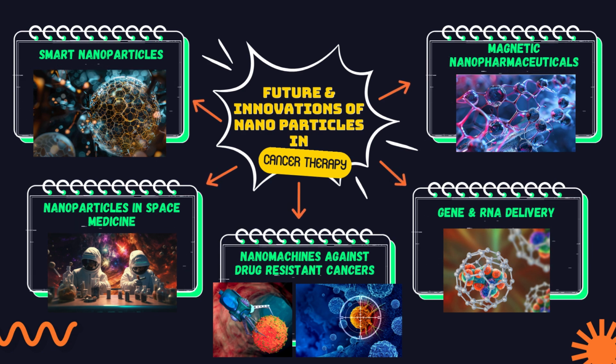For gene and RNA delivery, nanoparticles play a critical role in delivering gene editing tools, for example, CRISPR-Cas9 or siRNA, to target oncogenes or repair tumor suppressor genes. And for magnetic nanopharmaceuticals, nanoparticles combine specific antibodies with magnetic materials to precisely target cancer cells. In conclusion, nanoparticles offer a promising pathway towards personalized and more effective cancer treatments, revolutionizing the fight against this complex disease.